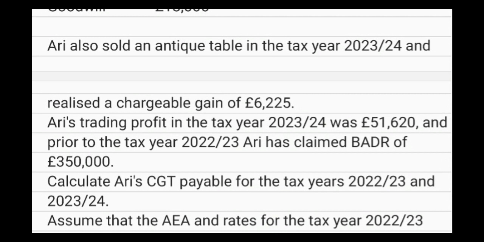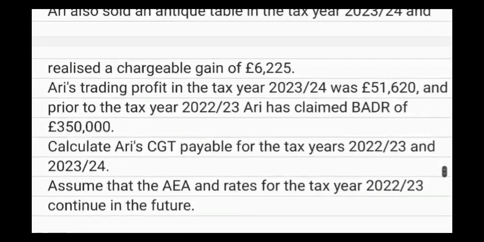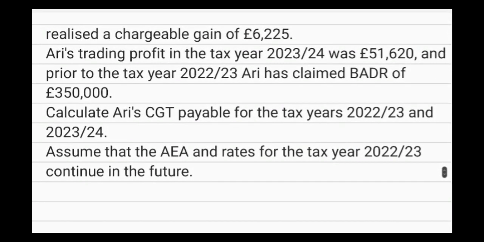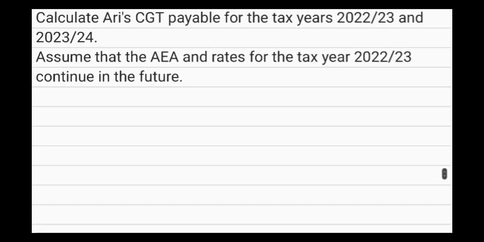RE's trading profit in the tax year 23-24 was 51,620, and prior to this tax year, RE has claimed BADR relief of 3,50,000. So as she claimed BADR relief of 3,50,000, the available gain on which BADR relief can be claimed is 6,50,000. Calculate the CGT payable for the tax years 22-23 and 23-24. Assume that the AEA and rates for the tax year continue in the future. So first we have to consider 22-23, and the assets that qualify for BADR relief and those that do not.